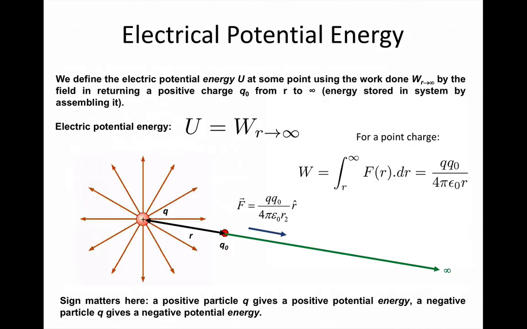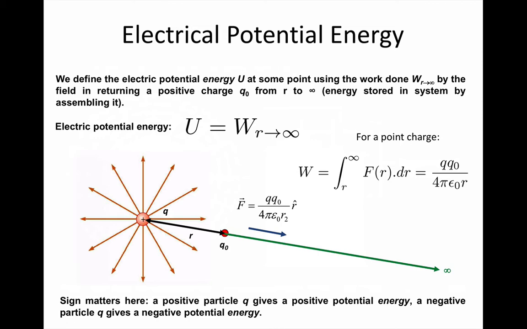Now let's look at the electrostatic case. We have a positive point charge in an otherwise empty universe, except for a little test charge Q0 at a distance r away from it. We know the electrostatic force between them. It's just F equals 1 over 4 pi E0 times Q Q0 over r squared.